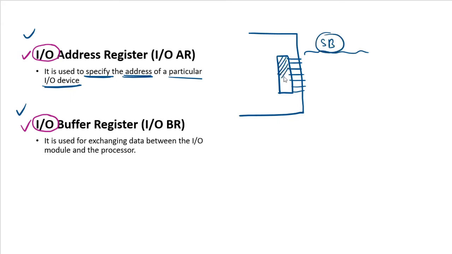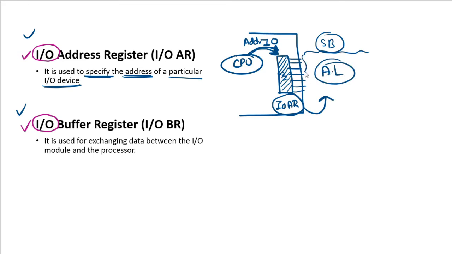Now this intermediate register that contains the address of IO that is sent by CPU is called the IO address register. So whenever CPU wants to communicate with some IO, it will send the address of this IO to the IO address register, and this IO address register will put this address on the address lines.